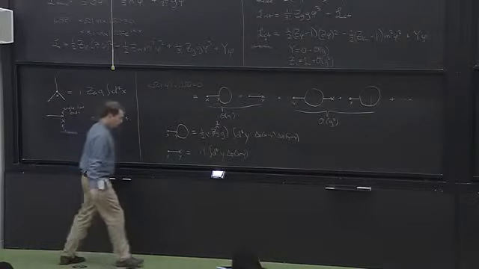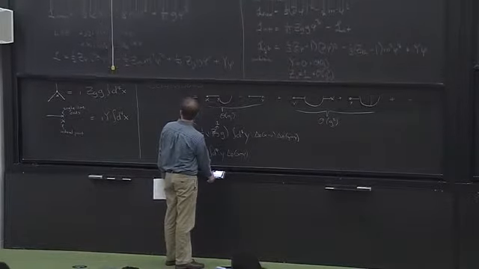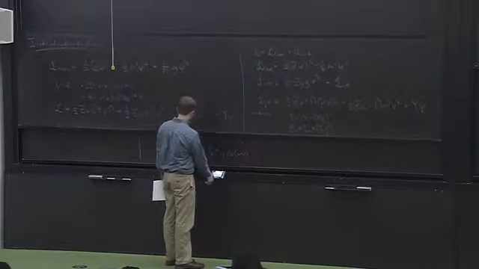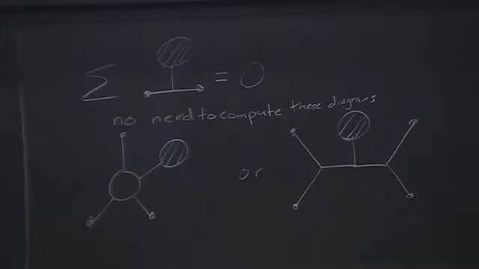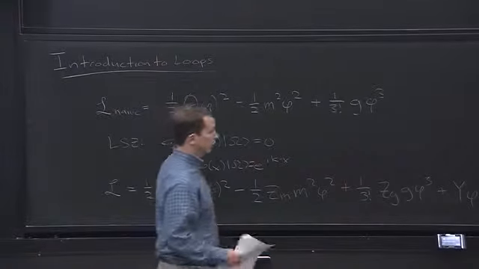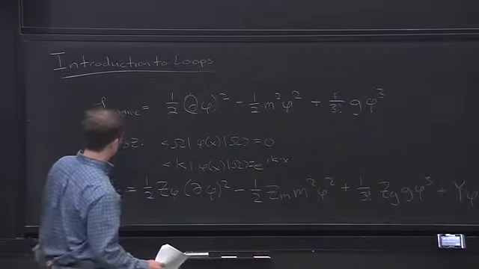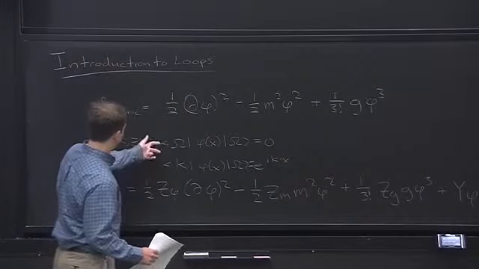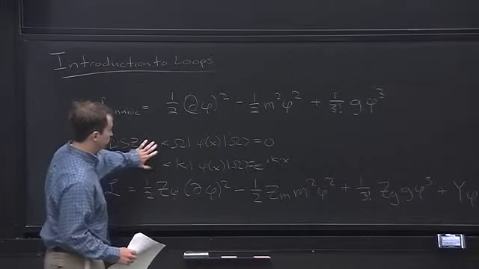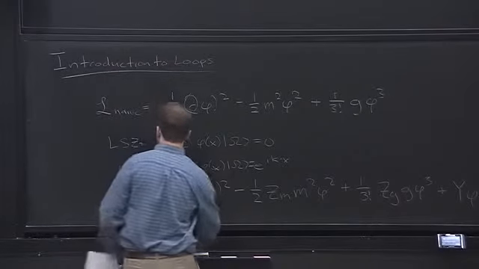Okay, so that's what our first assumption for the LSZ reduction formula tells us. It tells us there's a huge class of diagrams that we don't need to compute ever if we're interested in Green's functions or scattering amplitudes, as long as we impose the assumptions of the LSZ reduction formula. We don't need to compute diagrams with tadpole subdiagrams.